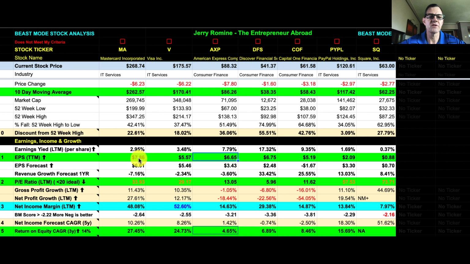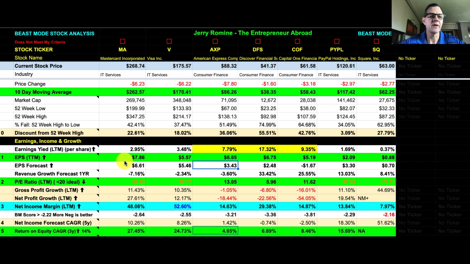So while MasterCard is making $7.86, if we look at the yield, we can see that Discover Financial is actually paying 17.32%, and that works out to $6.75 per share. The reason why the yield is so much higher is because Discover Financial has a much lower current stock price.